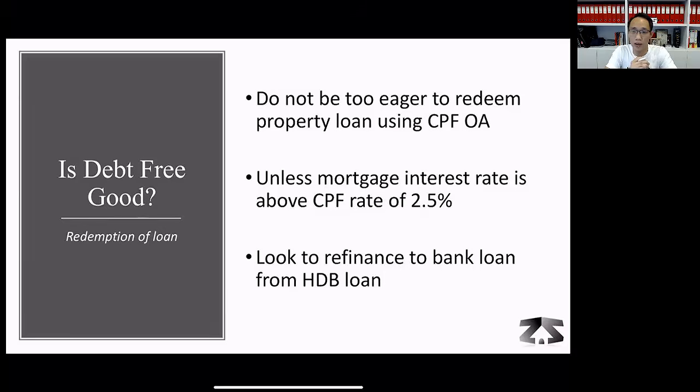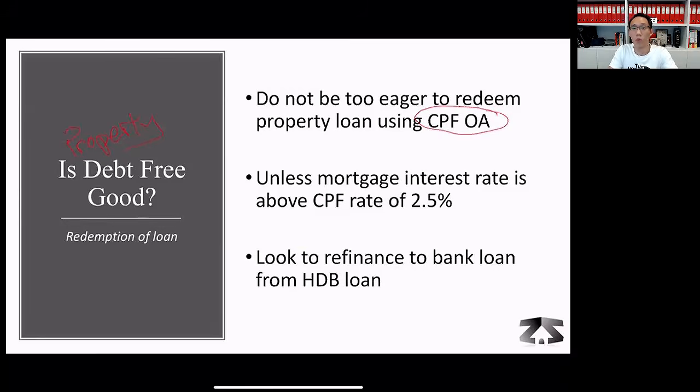All right. So another point along this topic that a lot of people probably want to wrap their heads around is whether it is good to have property debt, or is it better to be debt free? So if you understand my previous slide, the very elaborate illustration that I've done, a point to note: if you know the kind of property that you're sitting in is not really going to appreciate, and that's another topic on its own, in terms of the capital appreciation potential of a property, you do not want to be too eager to redeem the property loan using CPF OA.